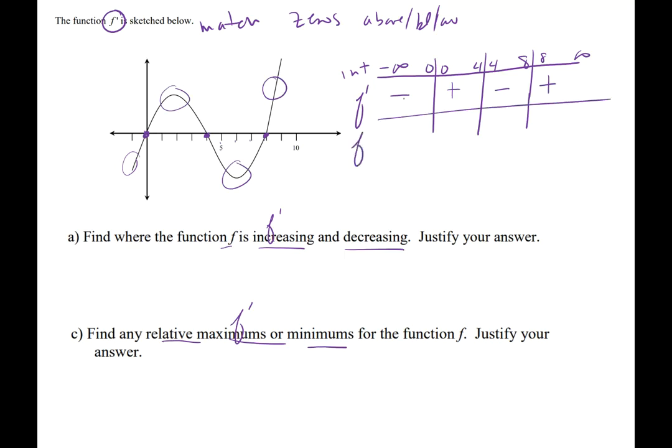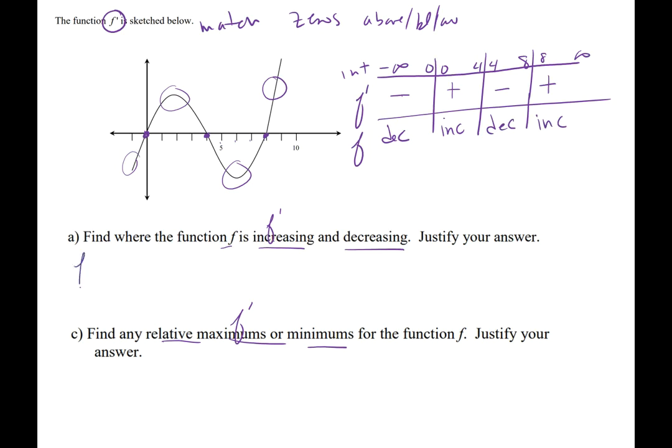So in the original function, if my first derivative is negative, my original is decreasing. My first derivative is positive, my original is increasing. My first derivative is negative, original is decreasing. First derivative positive, original is increasing. And then, so let's go ahead and write out our answer.